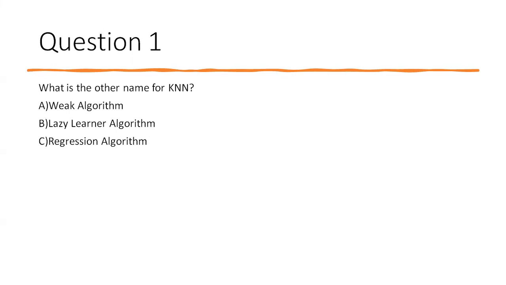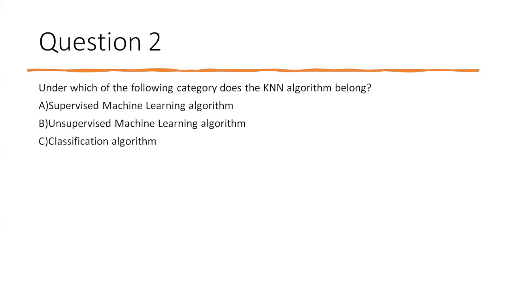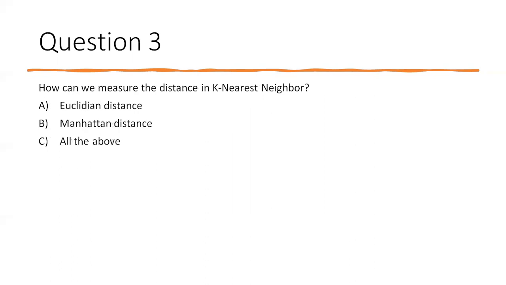Coming to the questions. Question 1: what is the other name of K nearest neighbor? Option A, weak algorithm. Option B, lazy learner algorithm. Option C, regression algorithm. Question 2: under which of the following categories does the K nearest neighbor algorithm belong? Supervised machine learning algorithm, unsupervised machine learning algorithm, or classification algorithm. Question 3: how can we measure the distance in K nearest neighbor? Euclidean distance, Manhattan distance, or all of the above.